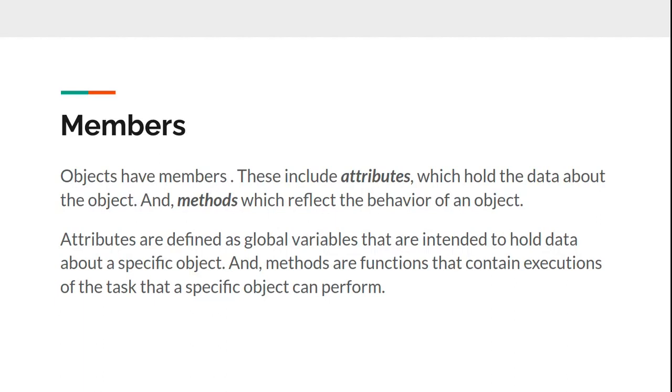For every class definition, we define into that class definition what are known as members. Objects have members. These include attributes, which hold the data about the object, and methods, which reflect the behavior of an object. Attributes are defined as global variables that are intended to hold data about a specific object, and methods are functions that contain executions of the task that a specific object can perform.